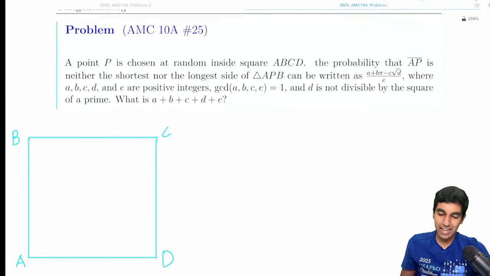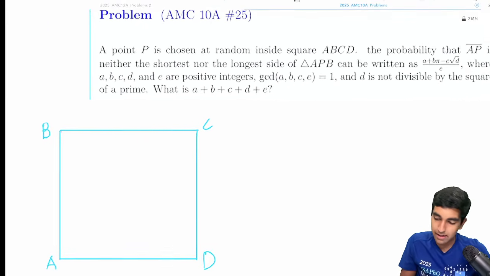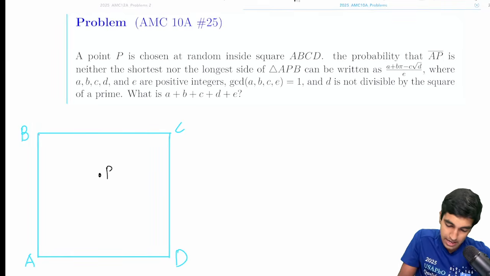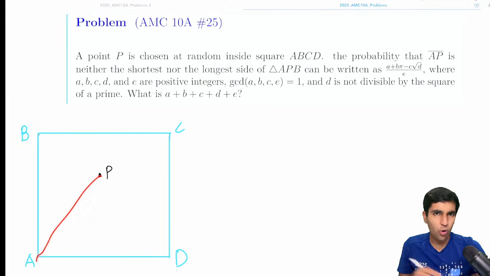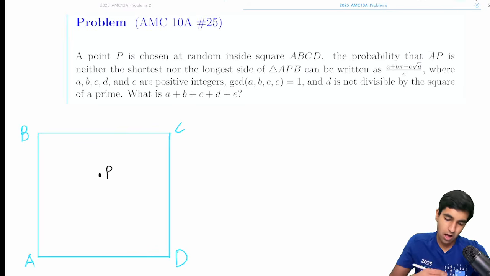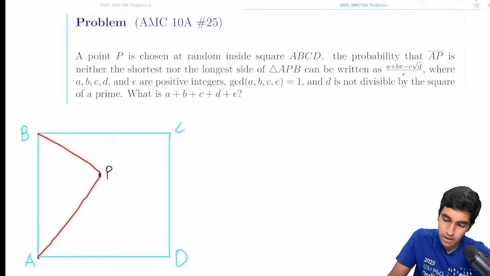Number 25 on the AMC 10: we have a point P chosen at random inside square ABCD. What's the probability AP is neither the shortest nor the longest side of triangle APB? Neither the shortest nor the longest. So what does that mean here?